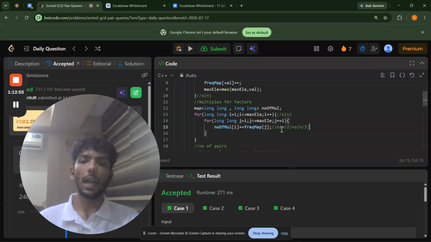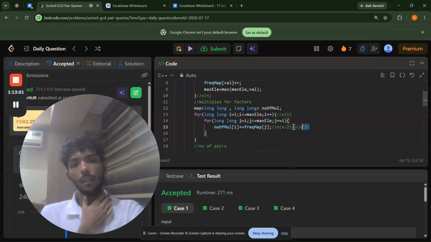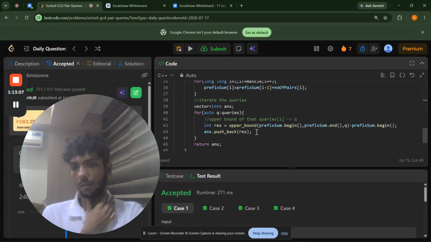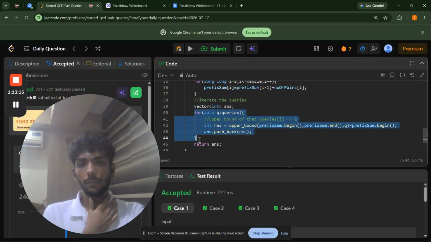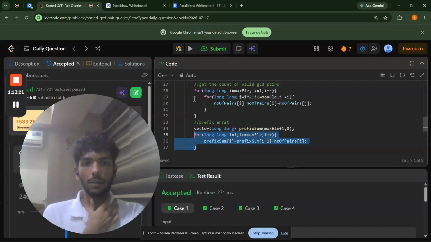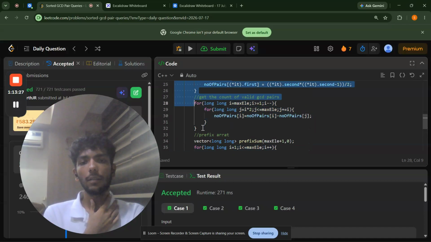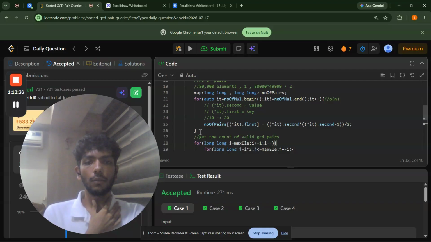Hope this helps. As of now, here this is the case, but O of n by 1 also happens. This upper bound is O of log n, and this loop is O of n, so this entire function is O of n log n. This is O of n, the creation of the array. This is also the same as for finding multiples: n into n by 2 plus n by 3 plus n by 4, like that. This is also O of n.